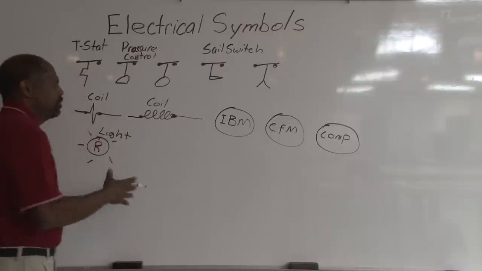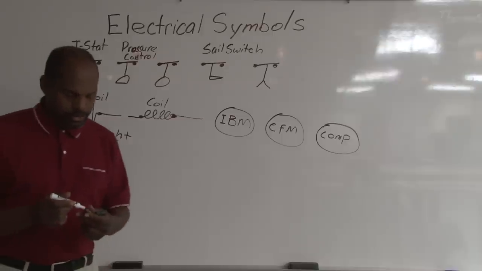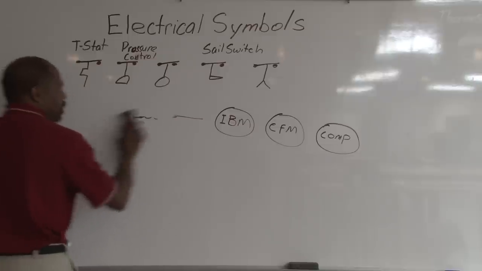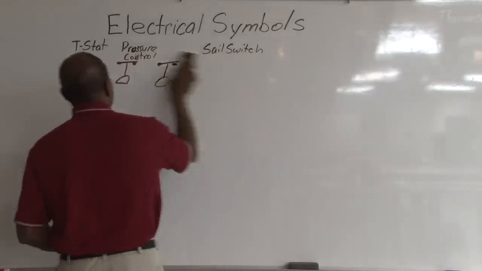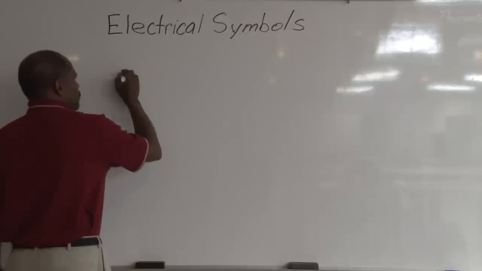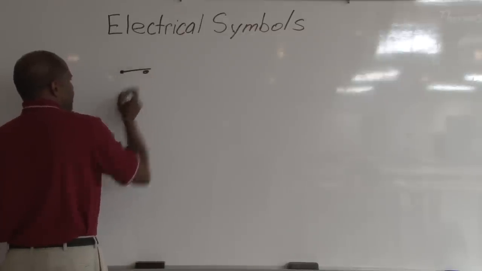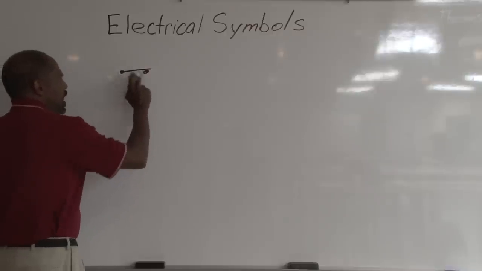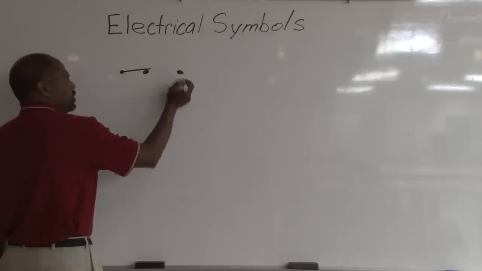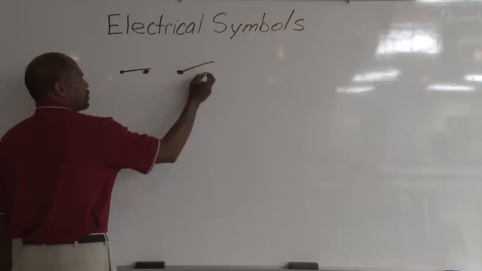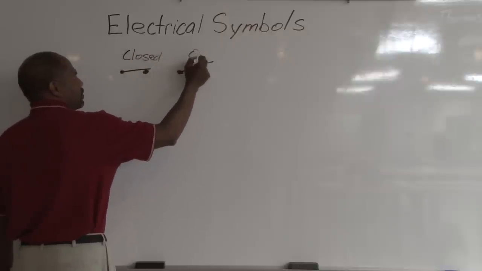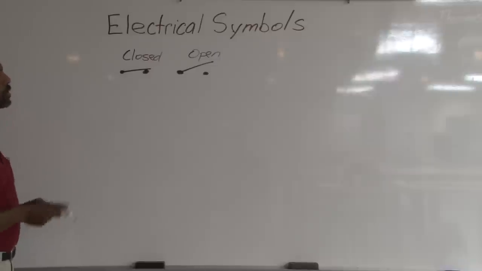Other types of switches that you find when we're dealing with contactors or relays. We will show the symbol of a switch. A straight line, a gate basically, two contact points, input, output. This is closed. An open switch will be drawn like this. This is closed. This is open. Same switch in two different positions.